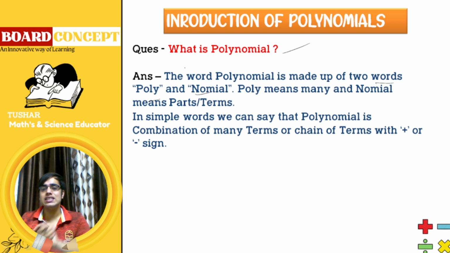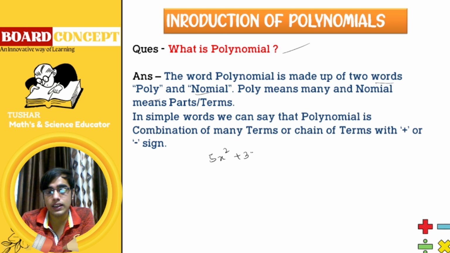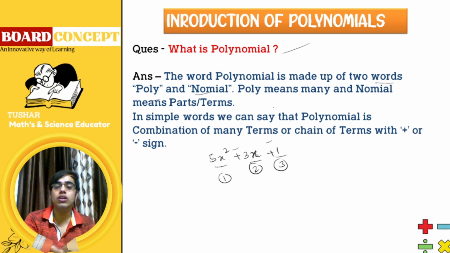In simple words, we can say that a polynomial is a combination of many terms, or a chain of terms that are connected with positive or negative signs. Here is an example of a polynomial: 5x square plus 3x plus 1. We can see that there are three terms, and all are connected with positive signs. So we can say that this is a polynomial.